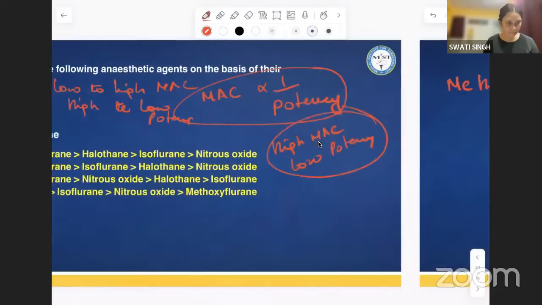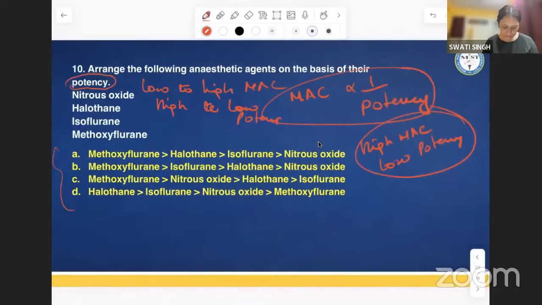So how do we arrange? Methoxy, halothane, isoflurane, nitrous oxide. This is the right answer. Ajay has given me the right answer. So A is the right answer. Methoxy is most potent, then halothane, then isoflurane, then nitrous oxide.